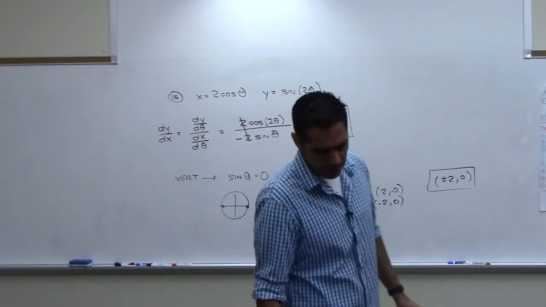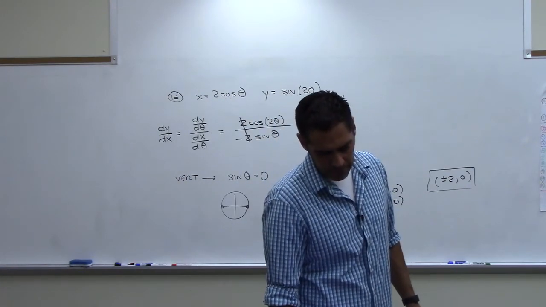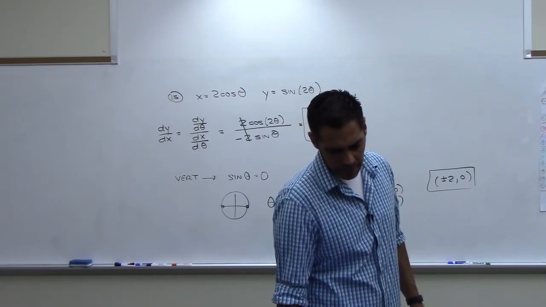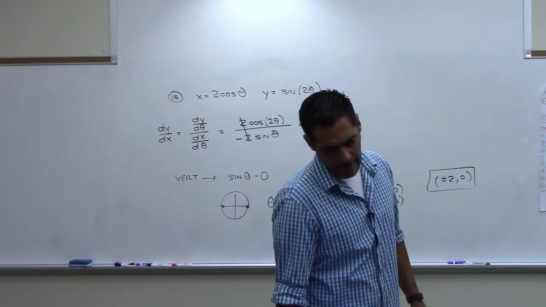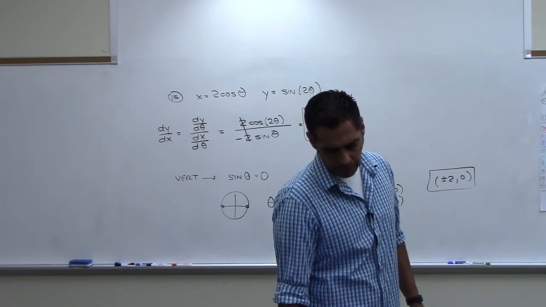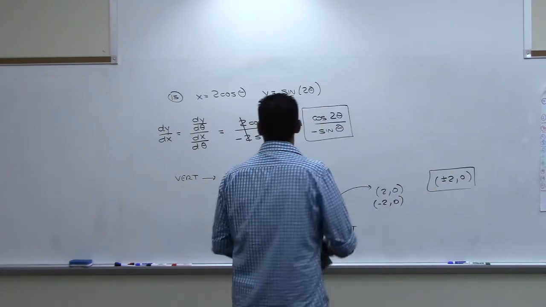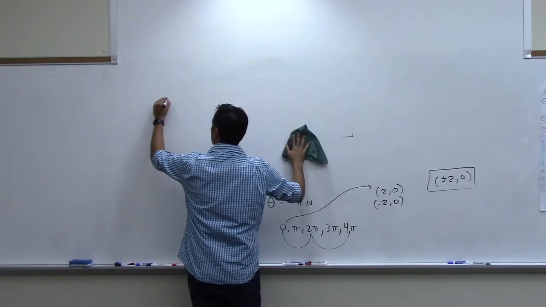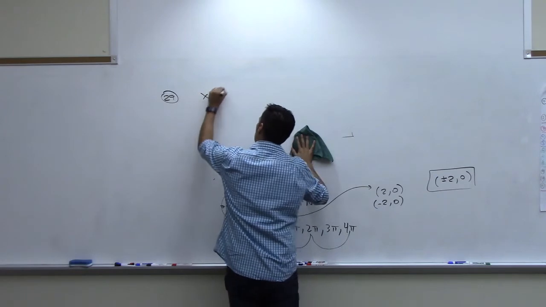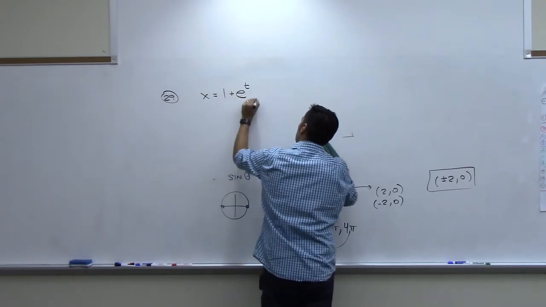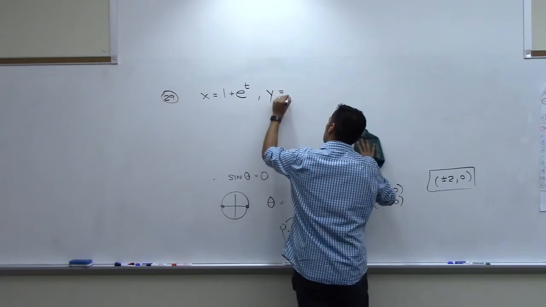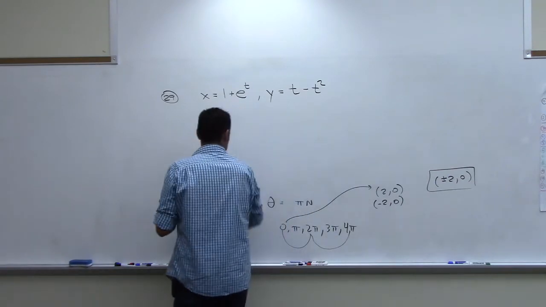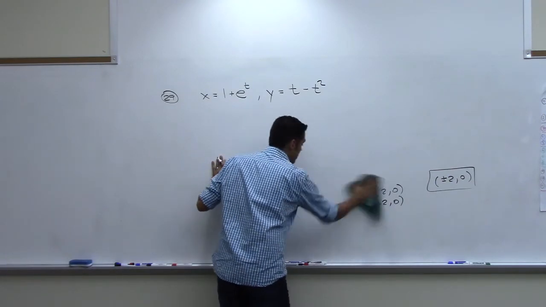That's number 15. Number 19. Number 29. Oh, 29? Okay, I just read that wrong. So they want you to find the area enclosed by the x-axis and the curve. X is equal to 1 plus e to the t, and y is equal to t minus t squared. That's all they give you. Now, we did not do anything like this in class.